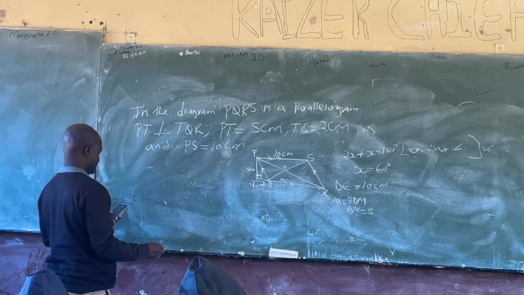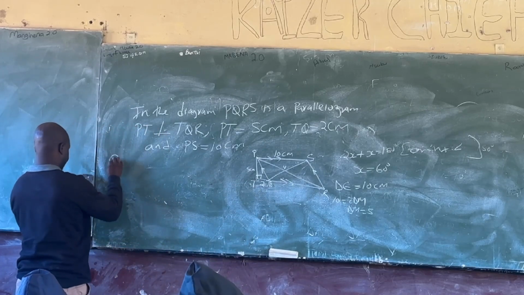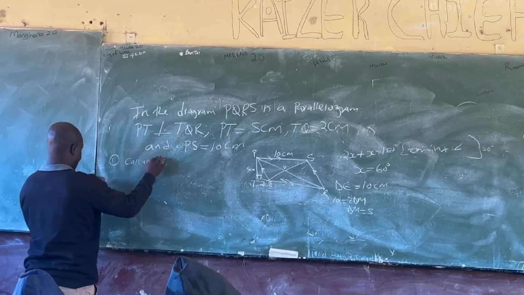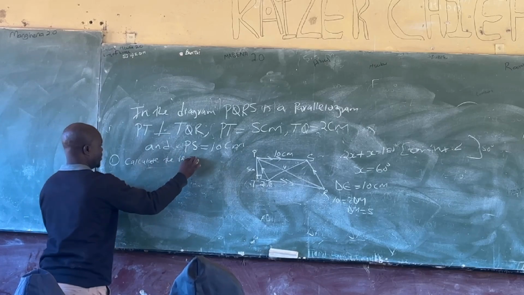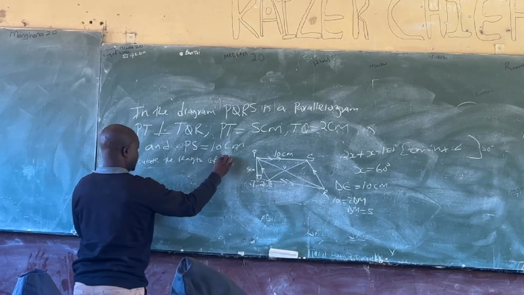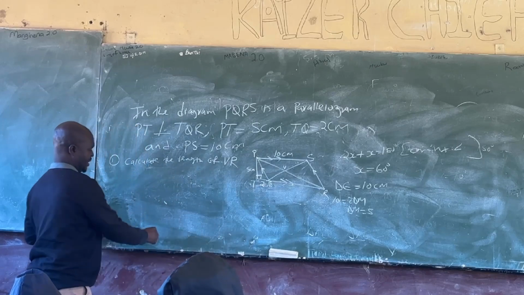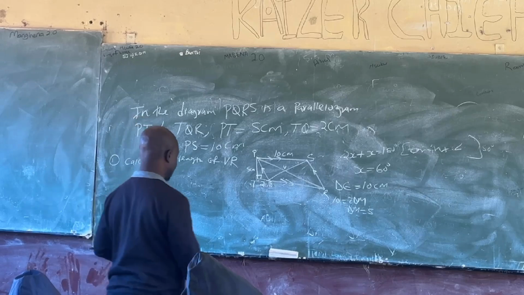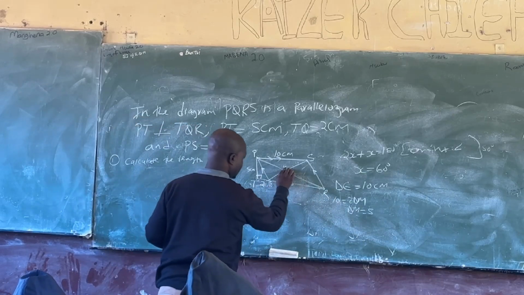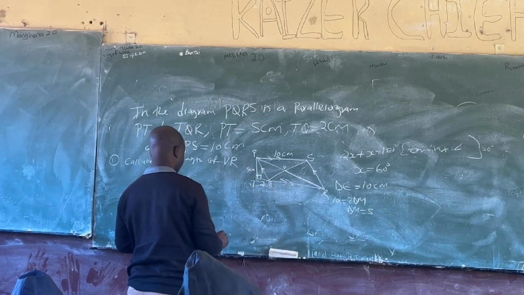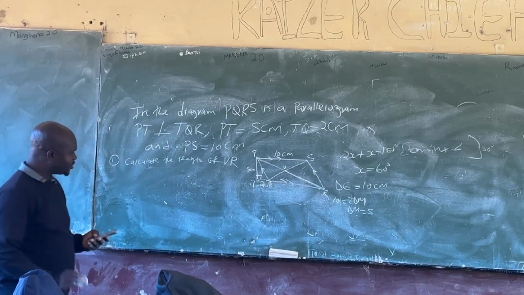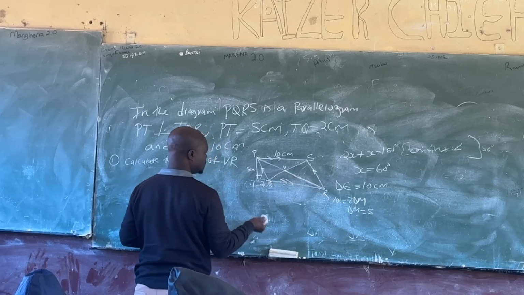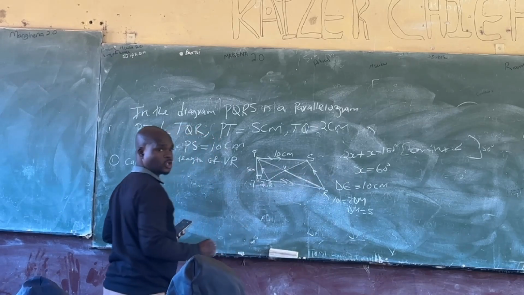Which means the first question, they are saying calculate the length of VR. Calculate the length of VR. It means that they want this, and then you want only VR. The problem is you are given the sides here. Of one.